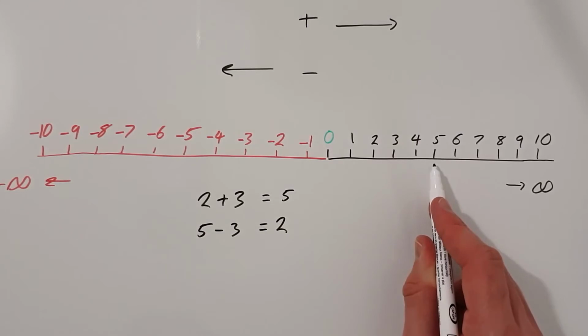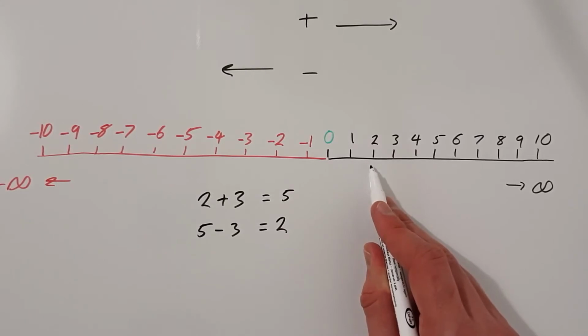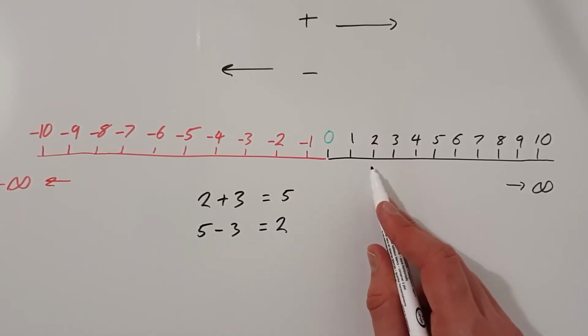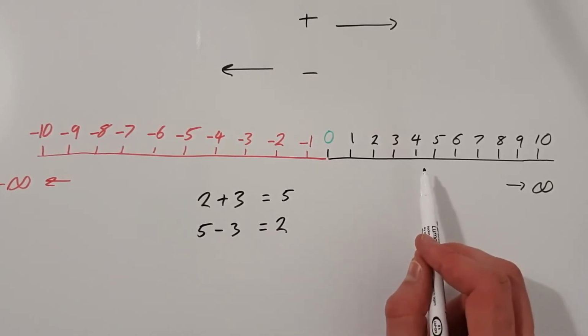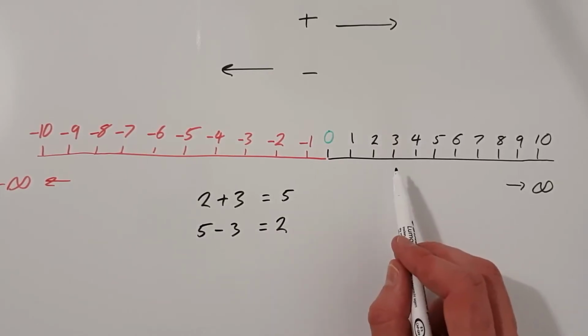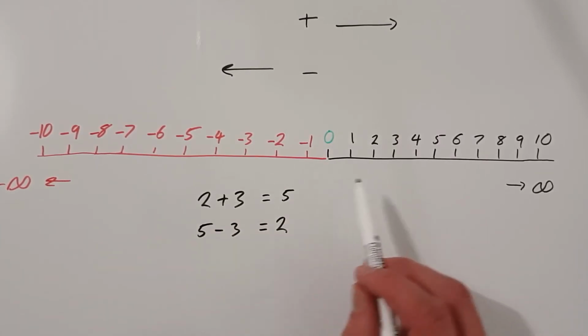Do that once again. Start at 5, count 3, 1, 2, 3, and we arrive at 2. And that's a really good way of how you can use the number line to visualize some of those really simple adding and subtracting. And this works from any starting point on the number line, doing any numbers.